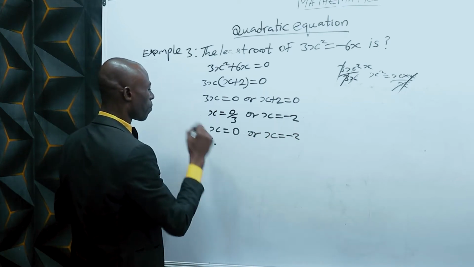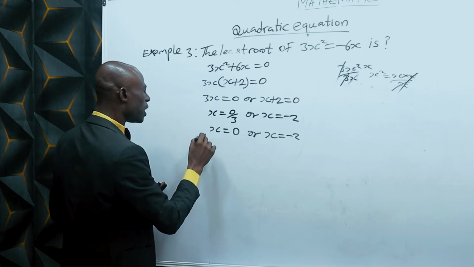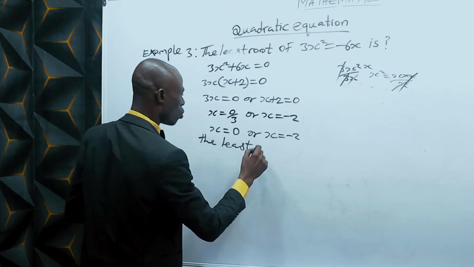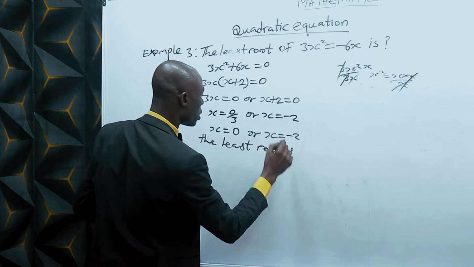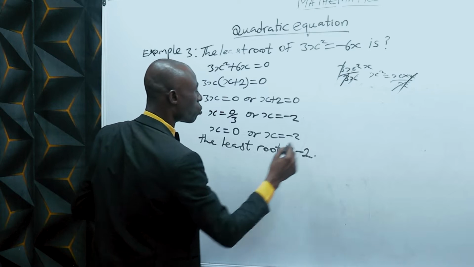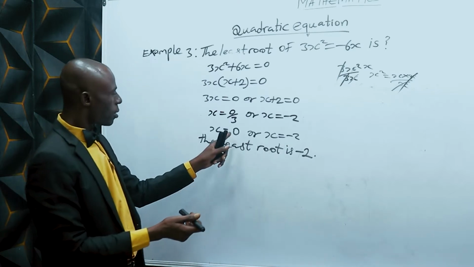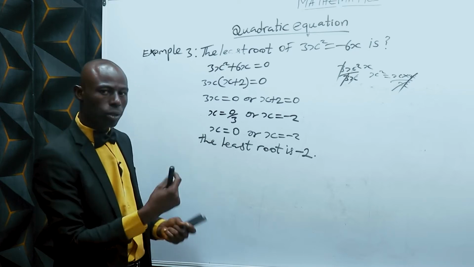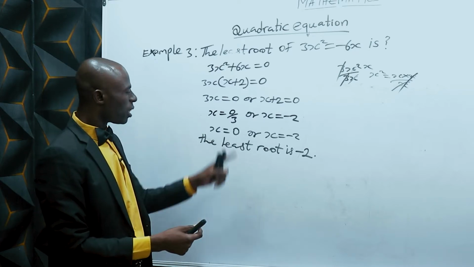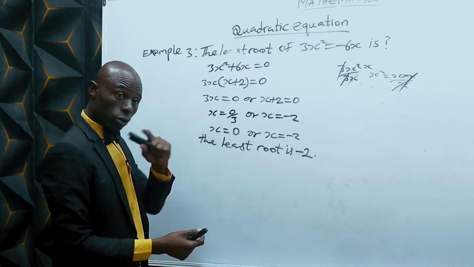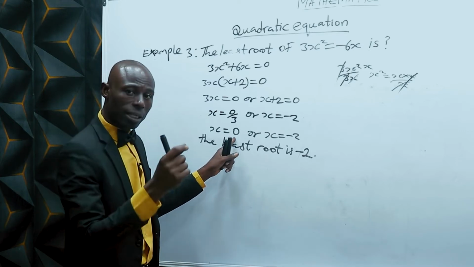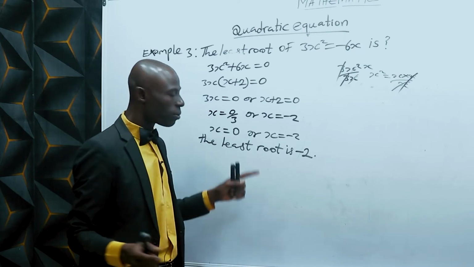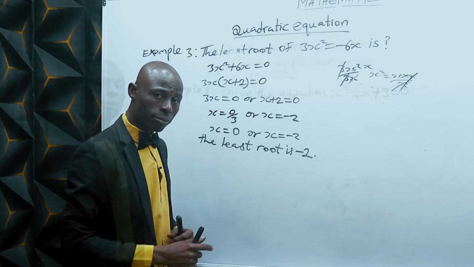So finally, the least, the smallest root is minus 2. We have two roots, 0 and minus 2. And the question asks you to find the least root of the two. So the least here is minus 2. As you know, 0 is greater than any negative value. 0 is greater than minus 1 million.